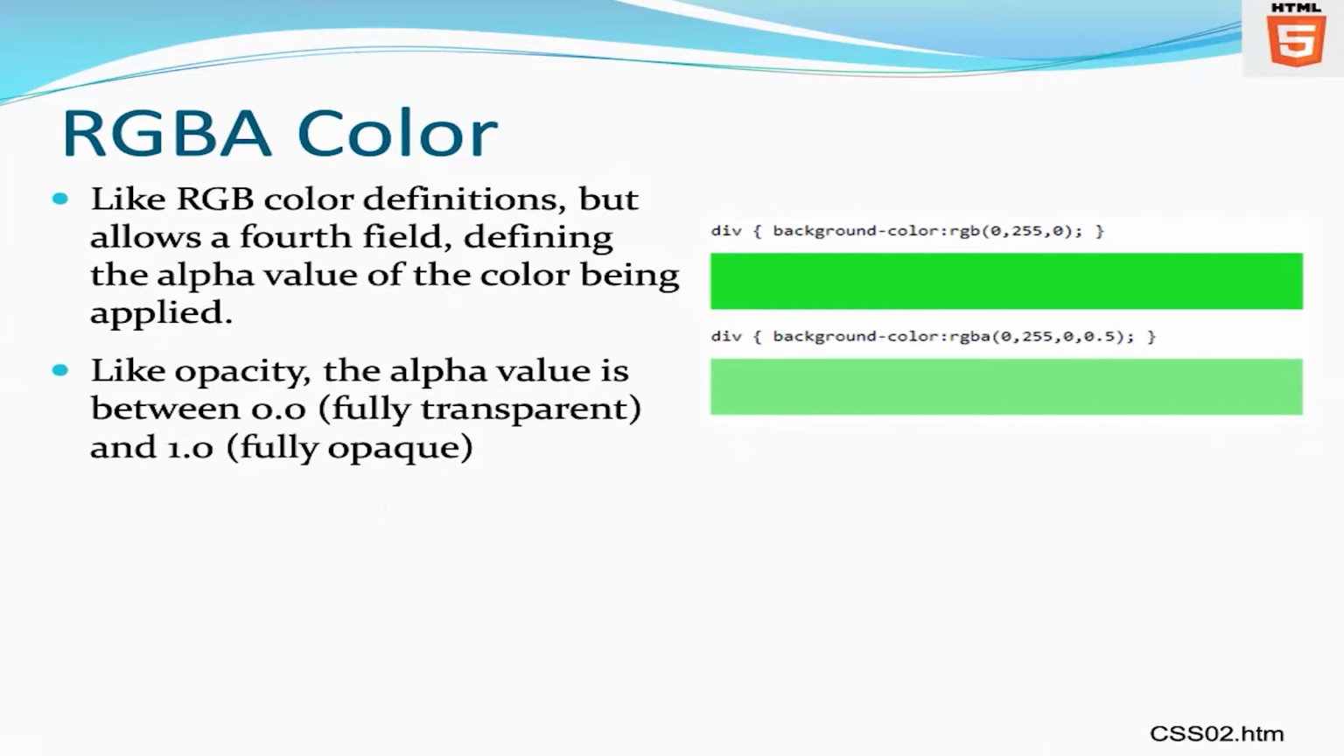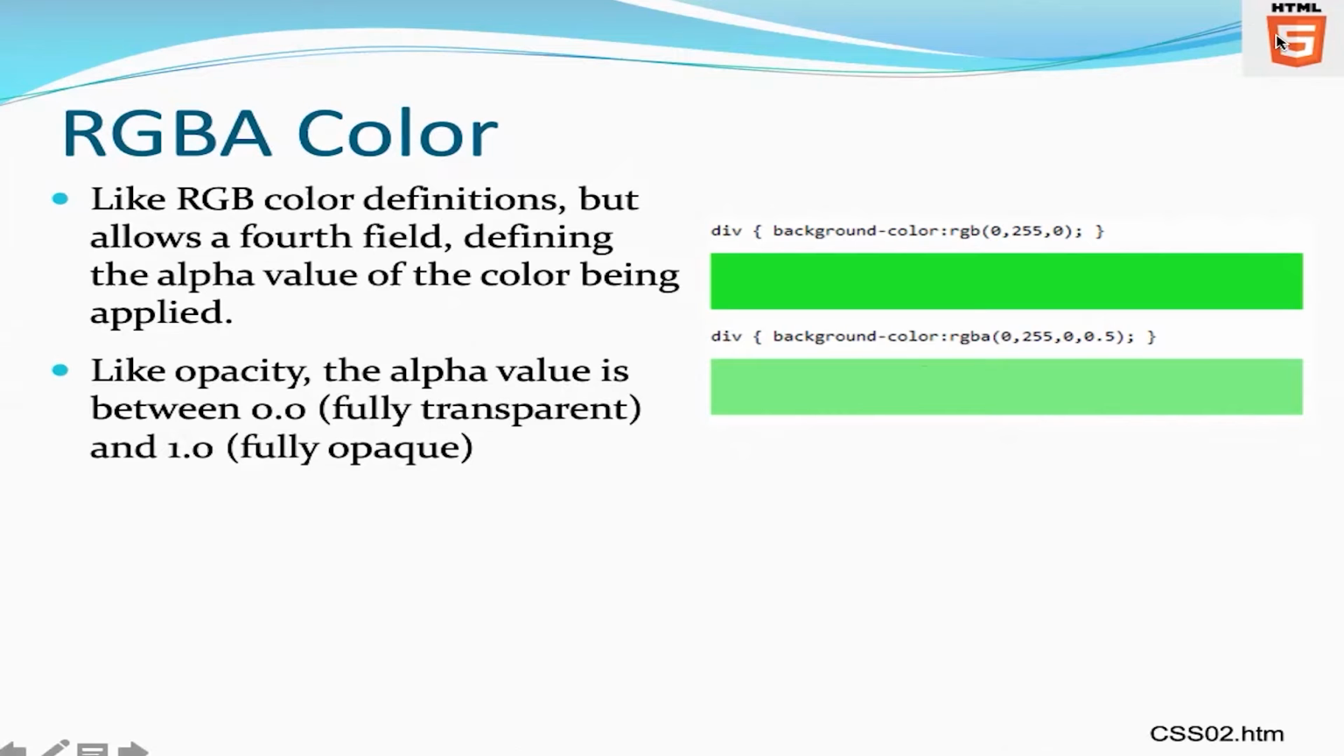CSS3 introduces a new function called RGBA. The A represents alpha, alpha as in opacity. So the value here is going to range between 0 and 1. Behavior exactly similar, just that the notation I'm using is going to be different. RGBA as opposed to a property called opacity.